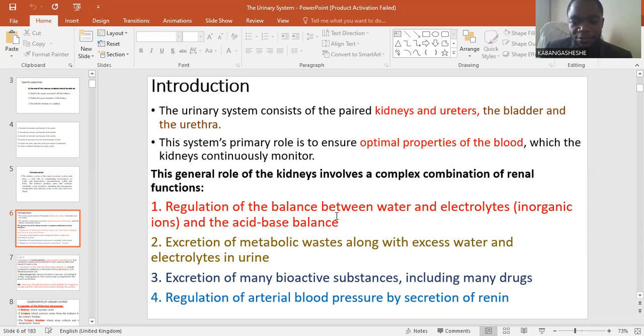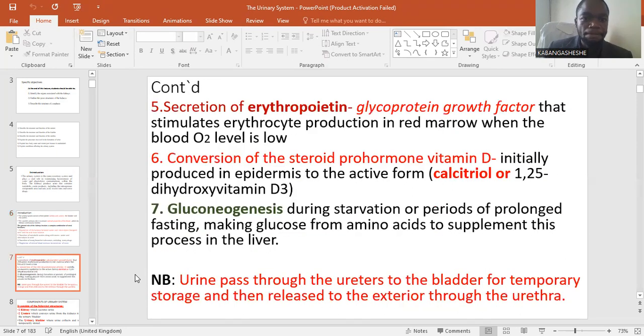Then the urinary system is also involved in the regulation of blood pressure. Blood pressure is an essential and vital function of the human body, because without adequate or normal blood pressure within the blood vessels, we find that tissue perfusion and exchange of nutrients between blood and tissues is altered. And therefore, the kidneys are involved in such processes.